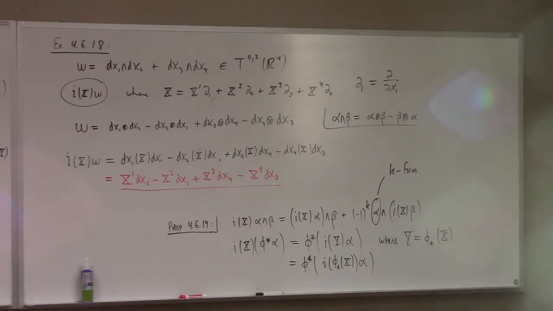Then, given all these toys, the Lie derivative with respect to X of T is denoted L sub X of T, and it is defined to be d/dt at t equal to 0 of phi sub t pullback T.